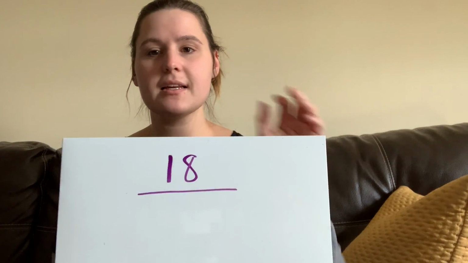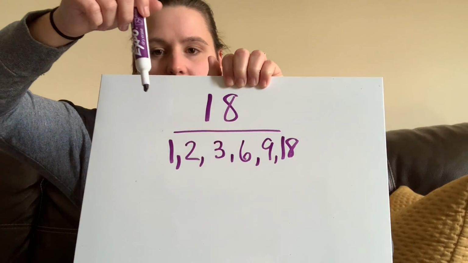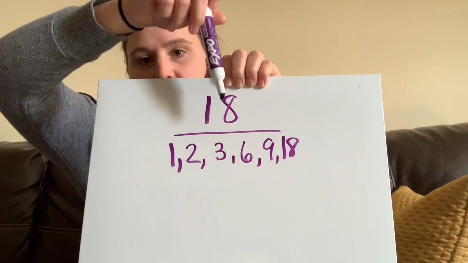My next product is 18. What numbers can I multiply together? What factors can I multiply together to get 18? 1 and 18. Yes. Okay. What else can I multiply to get 18? 2 and 9. And then there's one more set. What are the last two factors that I can do to get 18? 6 and 3. So I have, for the factors that go into 18, I have 1, 2, 3, 6, 9, and 18.